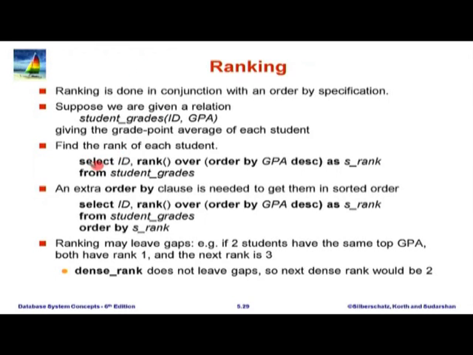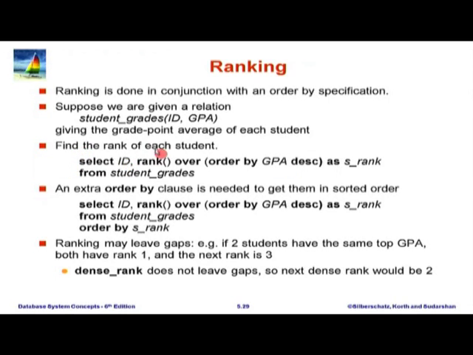I won't get into the details, but look at this as an example. It says select ID, rank over order by GPA descending as S rank from student grade. So student grades has maybe ID and some grade point average, and I want to give a rank to students based on the grade point average. This is similar to the marks relation we used in our example query. This syntax basically says order these tuples by GPA in descending order, and then this construct in the select clause returns the rank 1, 2, 3 and so on, and we have given it the name S rank.